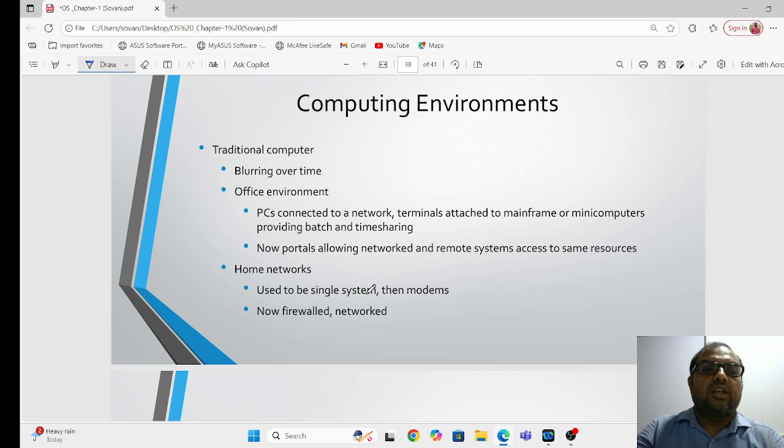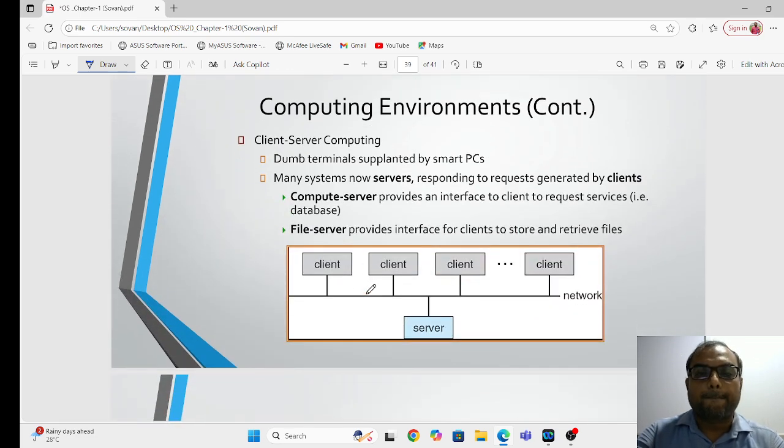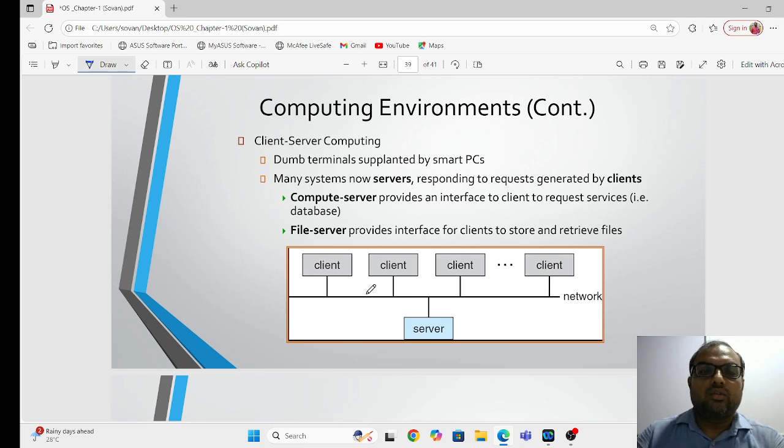Computing environments: there are traditional computers, and there is a home network or office environment. We can access your PCs, any of the terminals, or the mainframe or the mini computers, providing their batch processing and your time sharing. So we can access this. Now the next computing environment is client-server computers.